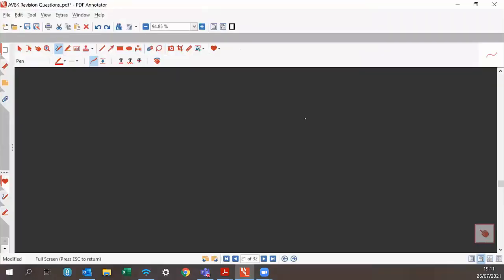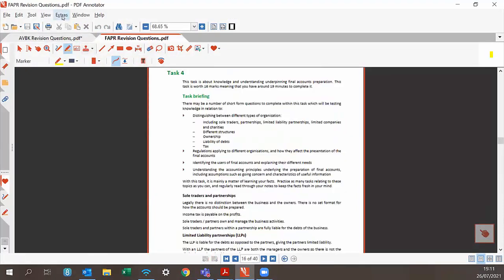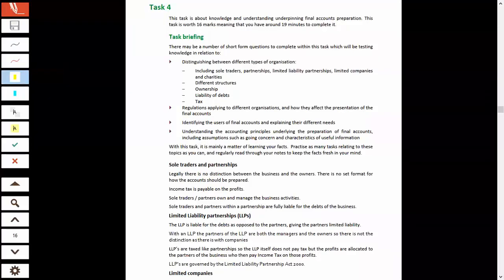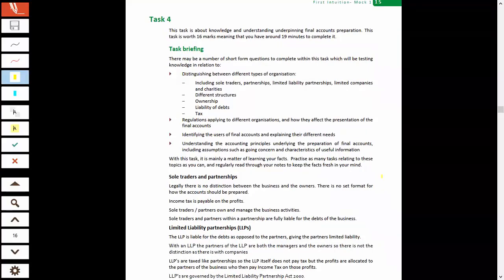Okay, so it's 7:10. So we're now going to swap over and we're going to be looking at final accounts. So let me just make sure that I can get this up again and also make sure that everybody can still see it. So can I please just check? You should now be able to see task 4. Can everybody please see that and just confirm that for me? Yes, okay, brilliant, thank you.